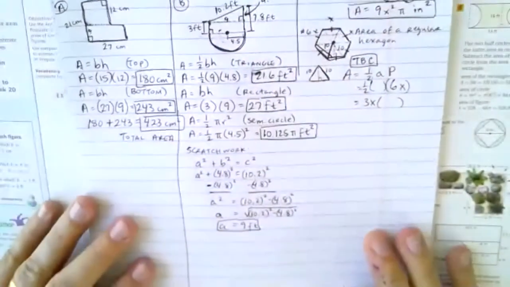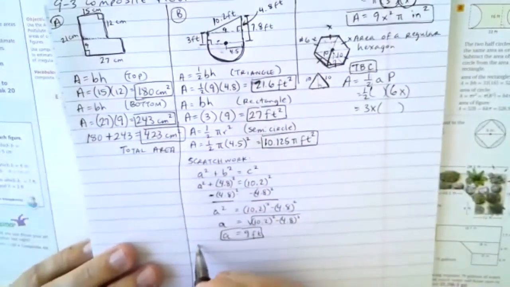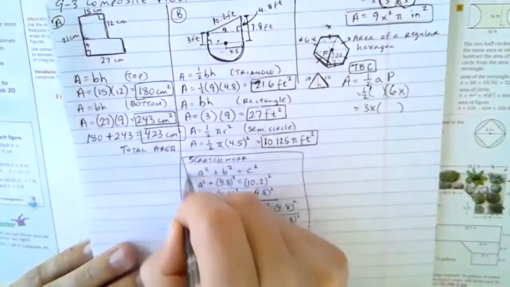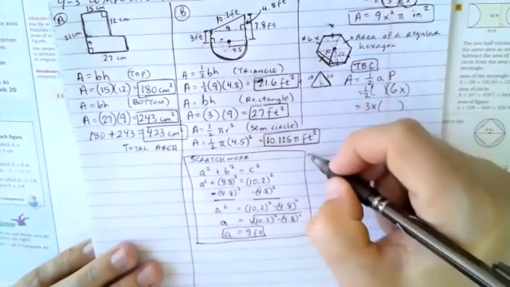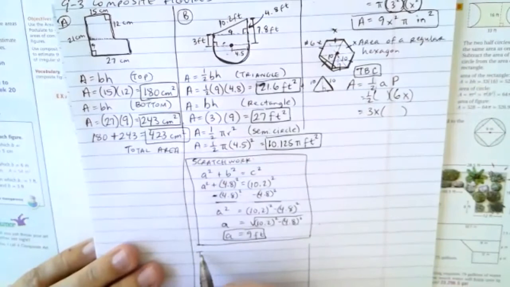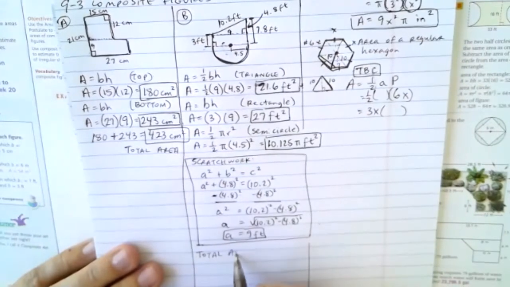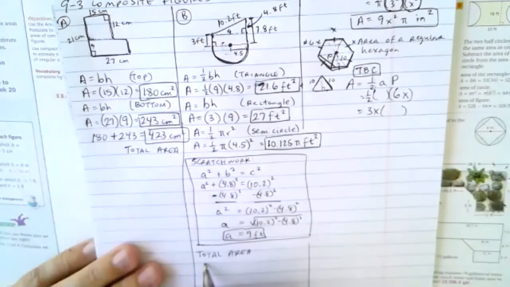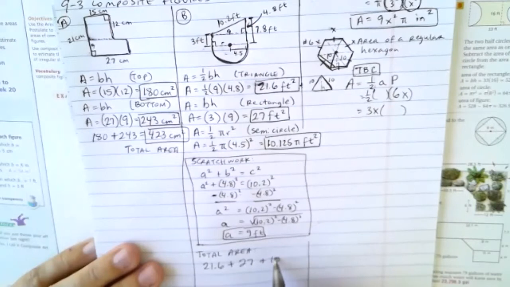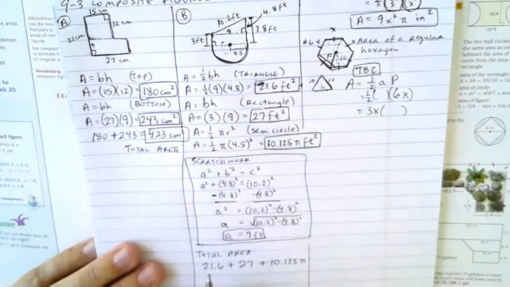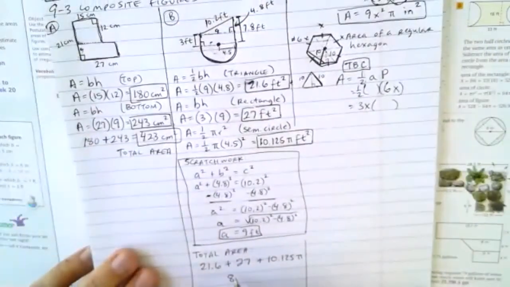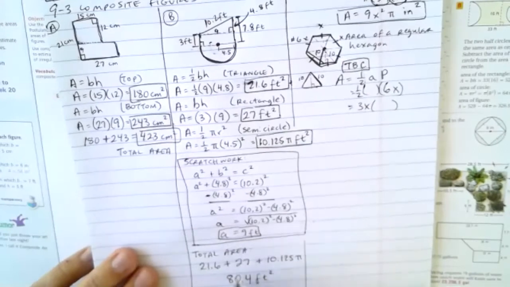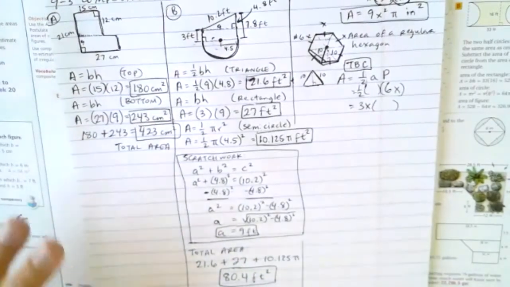In my total area, so I'm going to draw this all the way down. This problem is really long here. There was some scratch work in here. I'm going to box off that scratch work so you can see what's happening. So down here, the total area is 21.6 plus 27 plus 10.125 pi, and then you add all that up, and I get 80.4 feet squared. Okay, so that's my final answer there.